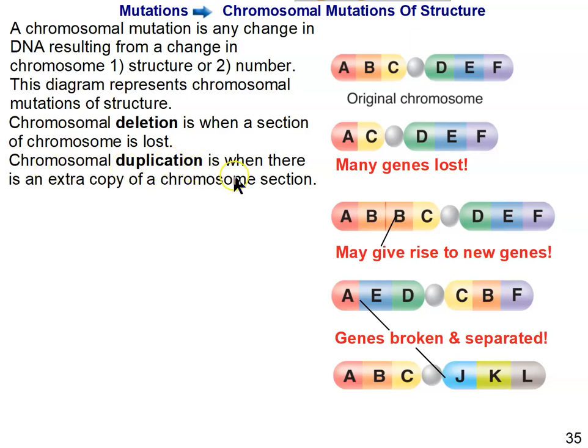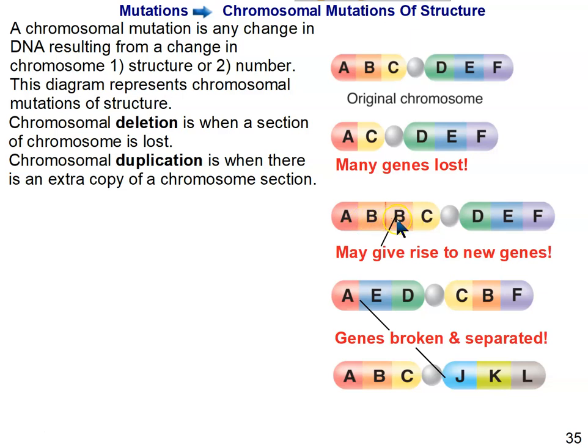There's also duplication. And that's going to happen during DNA replication. So if we go from the original chromosome again to this one representing duplication, we've got now two sections of section B. And that may or may not make a difference.